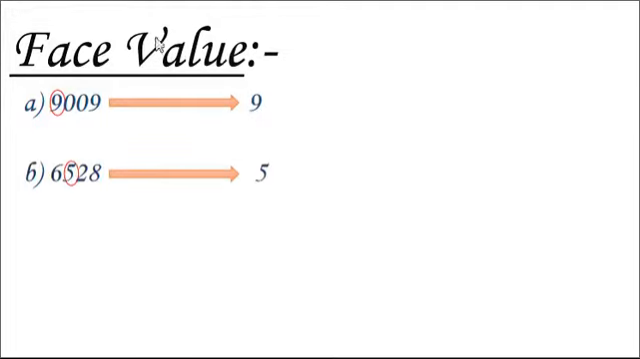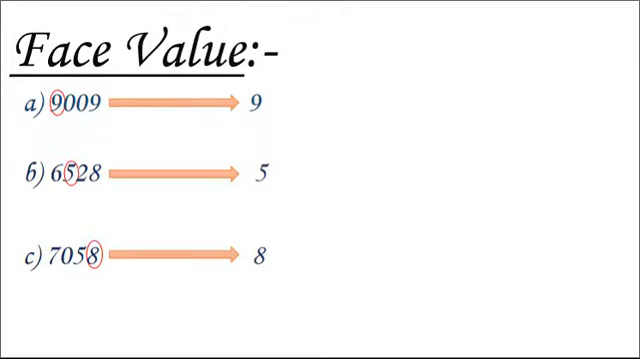The second example, 6528. So 5 has been circled, right? So the face value of the 5 will be the digit itself, that is 5 only. The third example is 7058. So 8 has been circled, right? So the face value of the 8 will be 8, the digit itself. This is nothing but the face value.